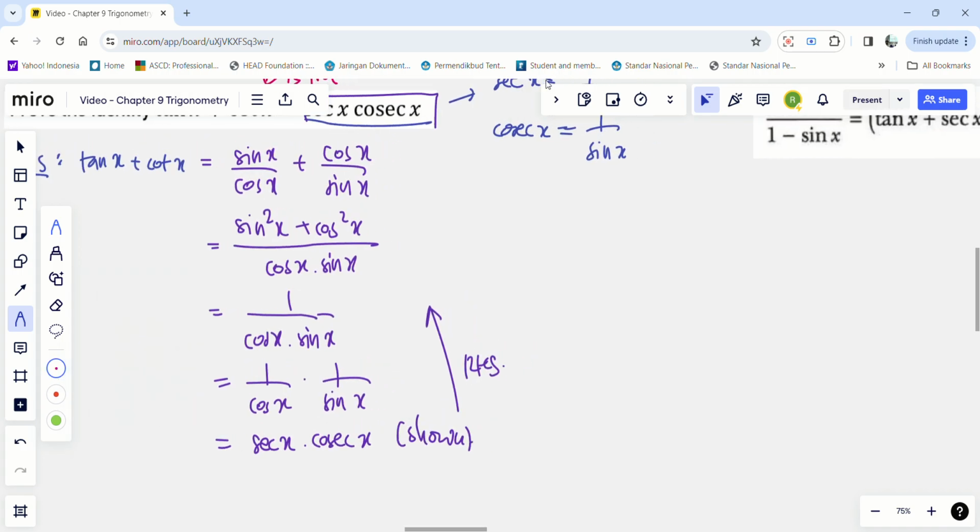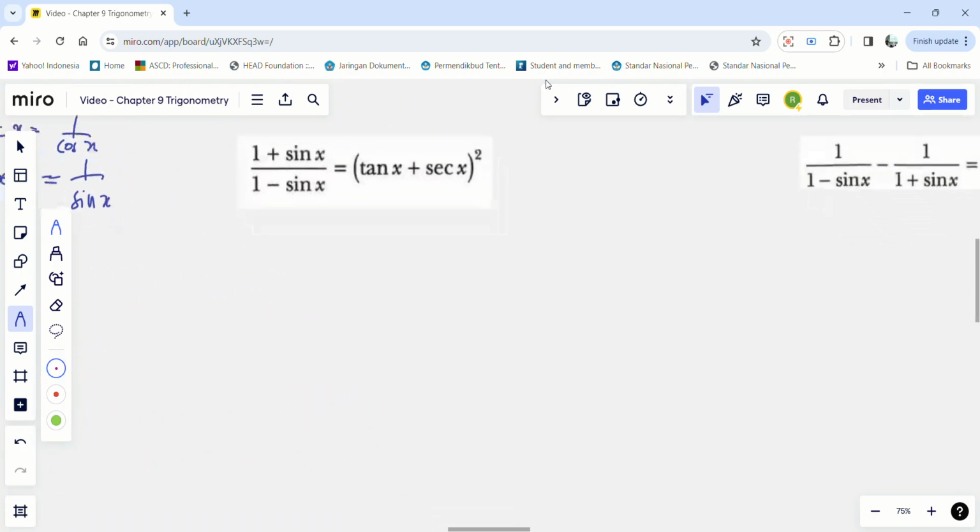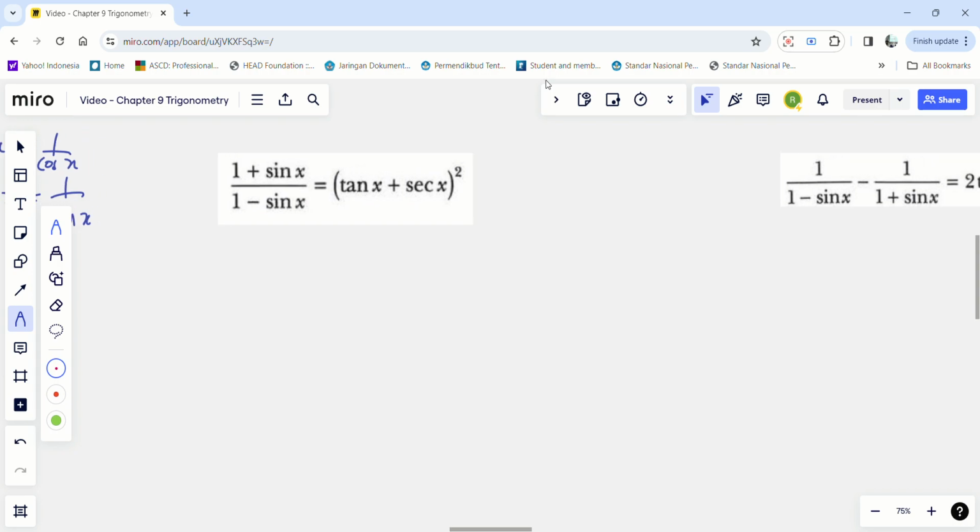So I'll give you the second example. For this one, again, you can start with the left, you can start with the right. In this case, I'll start with the right hand side. Why? Because the right hand side looks a bit more complicated with the square and brackets. So I'll rewrite it again, squared. So then, of course, first thing first, I expand: tangent squared x plus 2 tangent x secant x plus secant squared x, right?